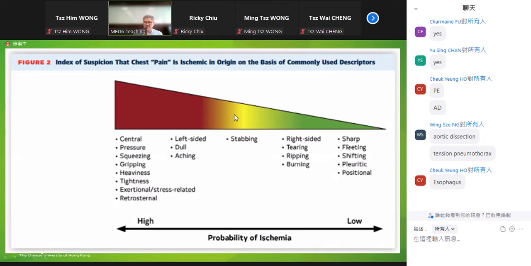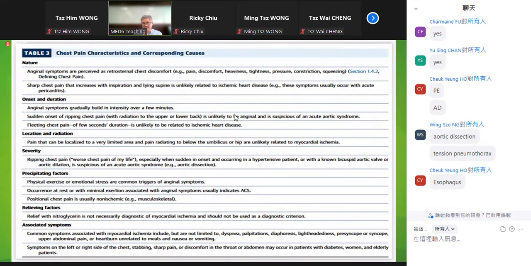But if it's more of the sharp, fleeting, second-long stabbing sort of pain that goes everywhere, then it's less likely. So I think it comes with experience, when you see a lot more patients with chest pain and you get more of a feel, and that comes with your clinical suspicion. I'm not going to go through all this, but you can have the slides. But there are things which may prompt you one way or the other.